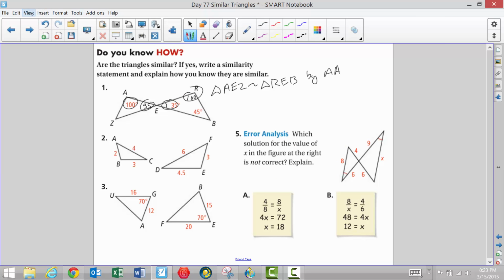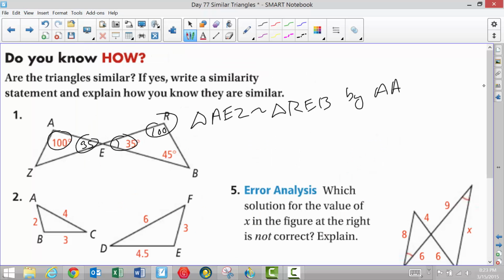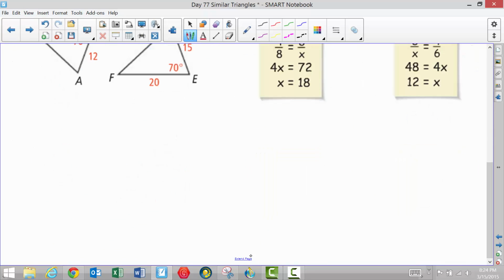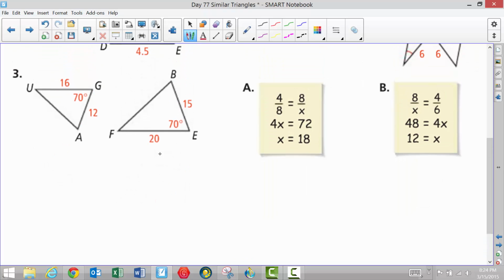Let's go to the third example problem. So are they going to be similar triangles? Let's find out. So I need to check, is 16 over 20 the same as 12 over 15? Well, 16 over 20 is 4 fifths. And I know 12 over 15 is also 4 fifths. So I do have similar ratios, 4 fifths and 4 fifths.